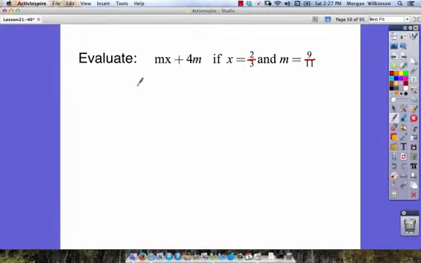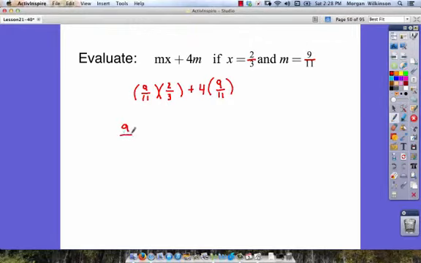So let's solve. We've got m and x. So we're going to put out our parentheses plus 4 times our m value. So x is equal to 2/3. So wherever we see x, we're going to put 2/3. M is equal to 9/11. So we're going to put that 9/11 and 9/11 for m. And now we can solve.